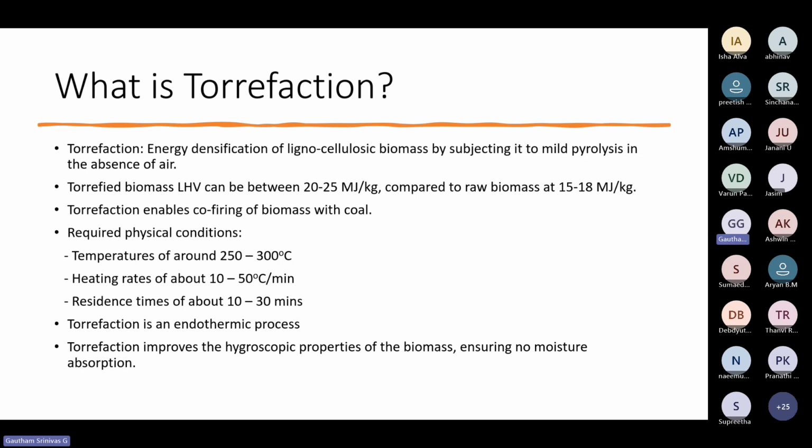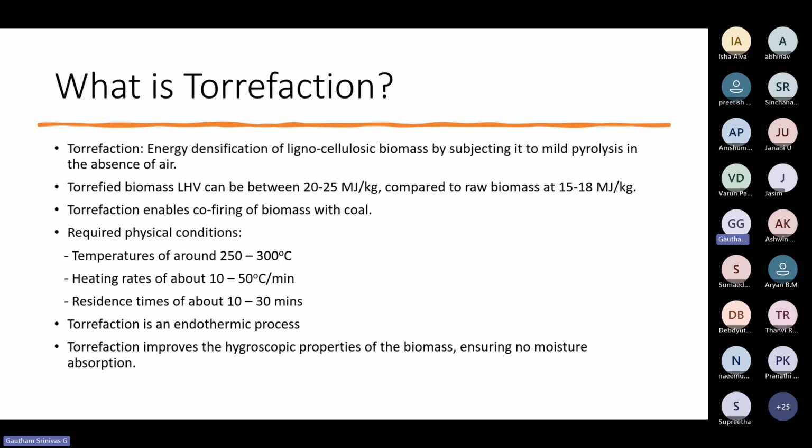It is increased to 20 to 25 megajoule per kg, and that enables co-firing of biomass with coal. Coal normally has 25 to 30 megajoule per kg. So there is a mismatch, right? If we torrefy it, we bring it on par with coal. Lignite, I think, has 25 megajoule per kg. So the physical conditions, like I said, are 250 to 300, or you can even start at 200, low heating rates and high residence times.